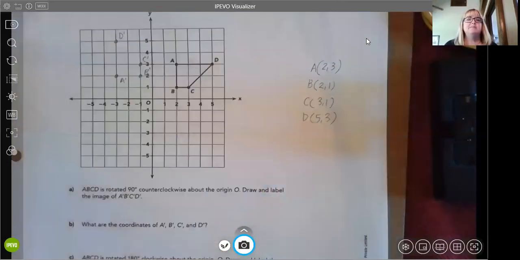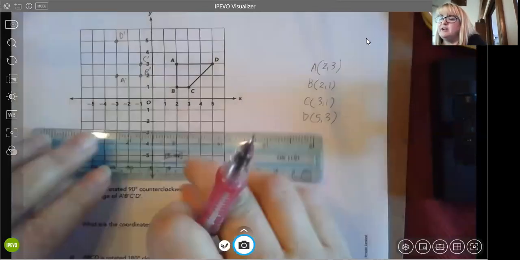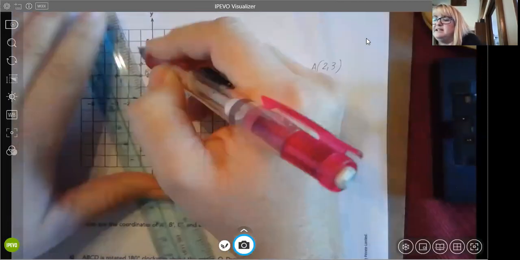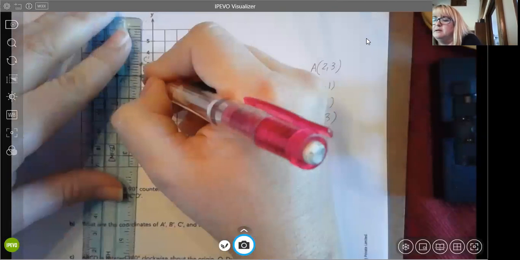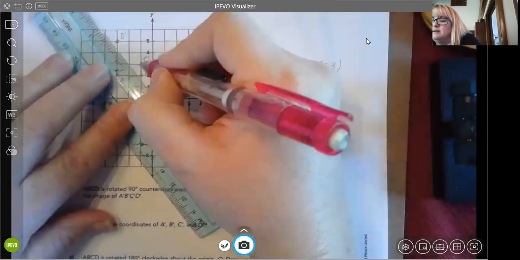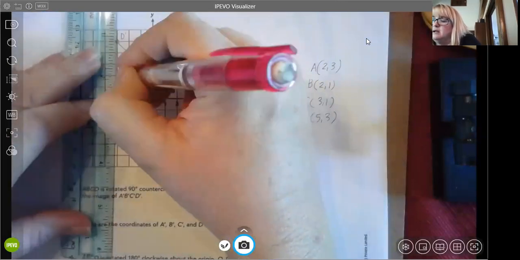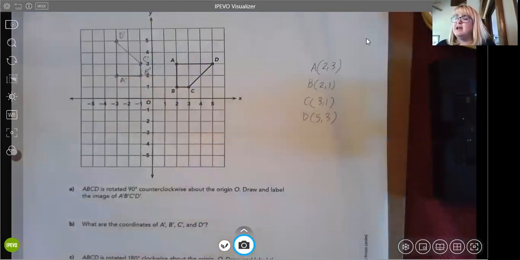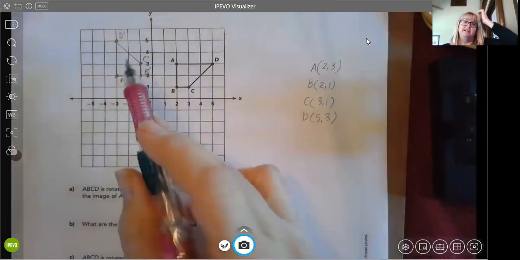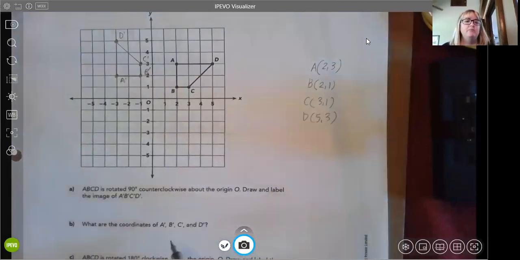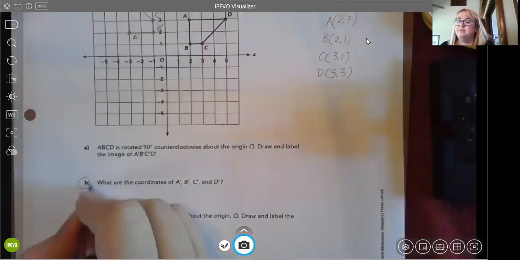All right, then I'm going to take my straight edge and I'm going to connect A to B, B to C, C to D, and then D to A. All right, so we have moved this 90 degrees counterclockwise. Check, draw and label. We did that. B, what are the coordinates of A prime, B prime, C prime, D prime? I'm going to let you answer that one on your own.